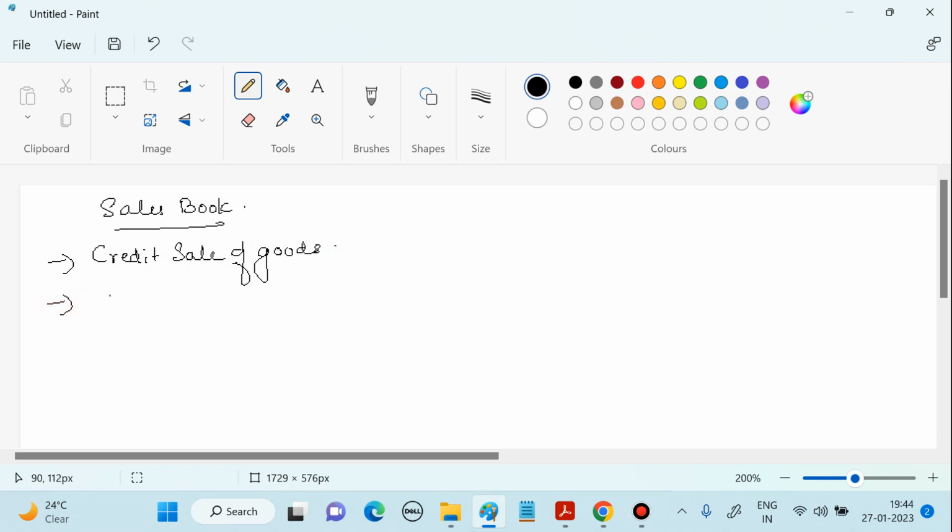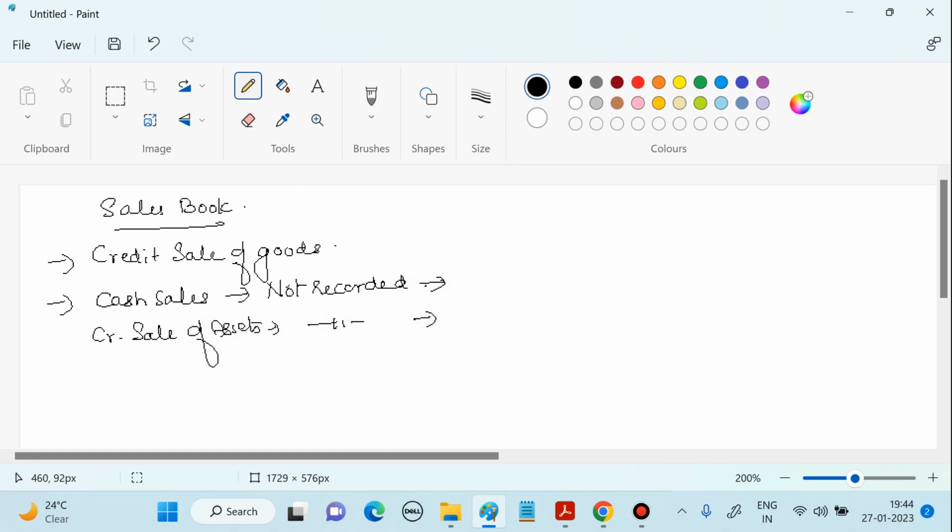Do we record cash sales in the sales book? No, right? It's not recorded here. And sale of assets is not recorded. Correct. Credit sale of assets is also not recorded here. Where is this recorded? Cash sales? In the cash book. And where is the credit sale of assets recorded? Journal proper. Very good.